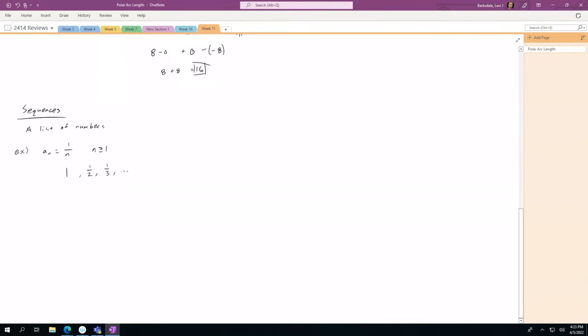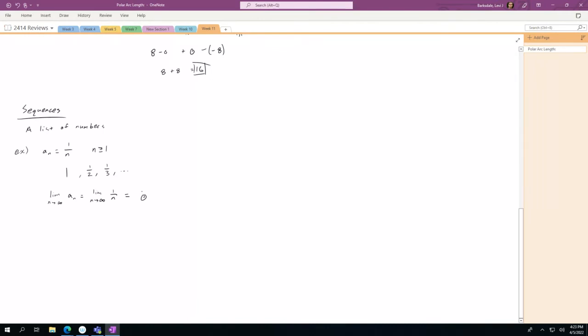Well, one thing I can do is I can take the limit of a sequence. If I let n go to infinity, well, this would just be the limit as n goes to infinity of 1 over n, which is just 0. So we see that that limit is 0. We can take the limit of a sequence.